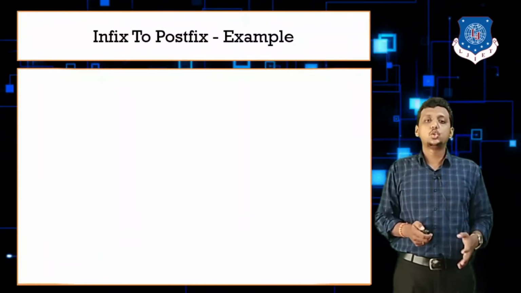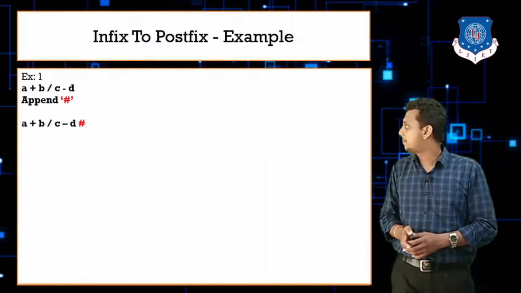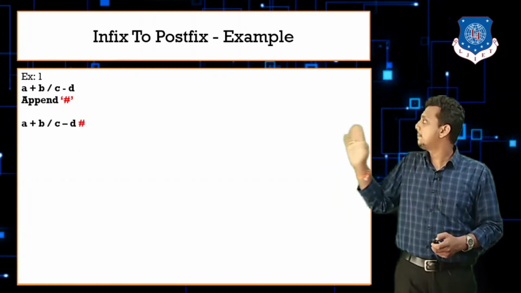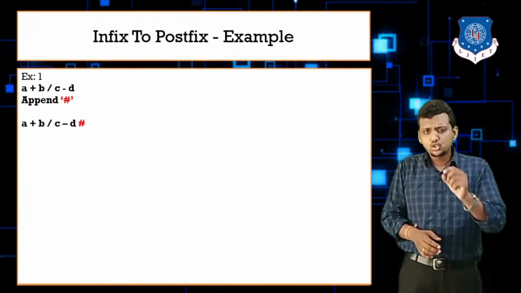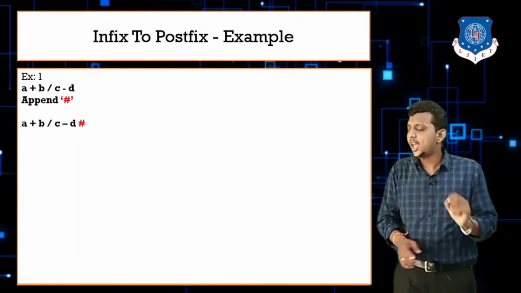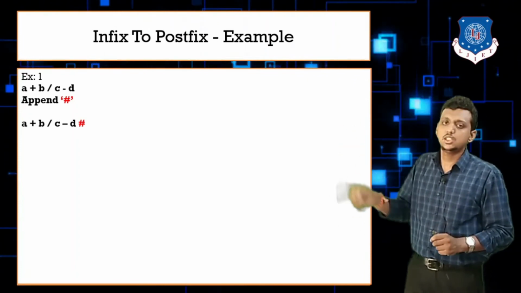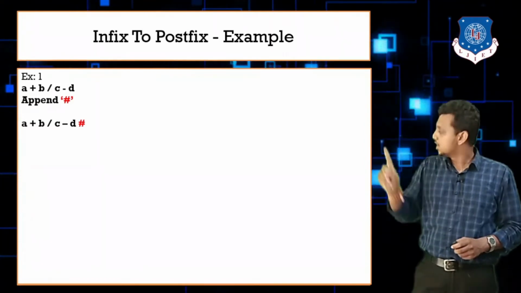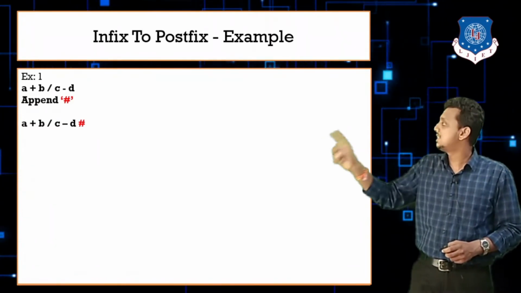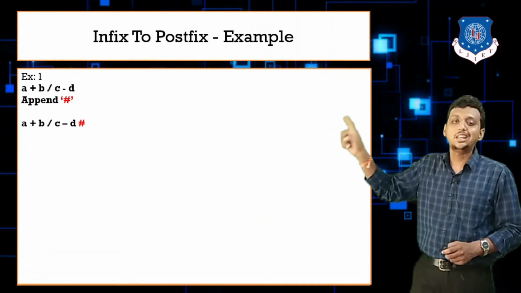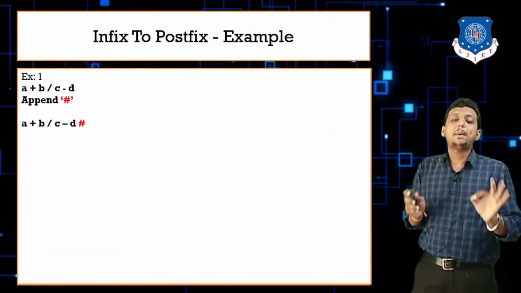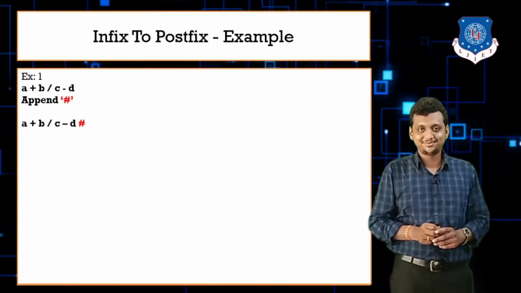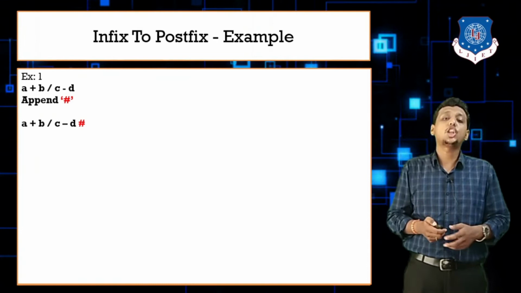Now, according to the rules, let's take this example: a plus b division c minus d. The first step you need to do is just append hash at the end of the string. So I have just completed that step: a plus b division c minus d and hash. Here the appended hash shows the end of the infix string.